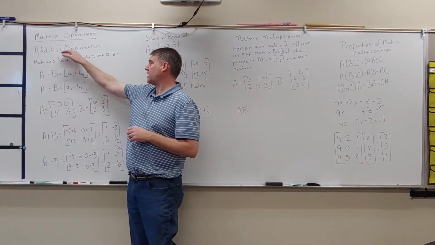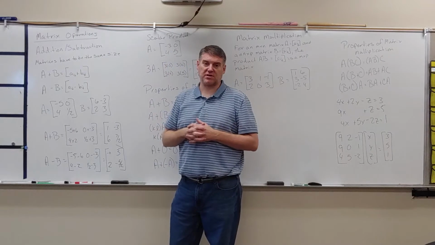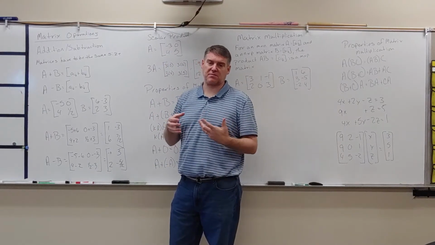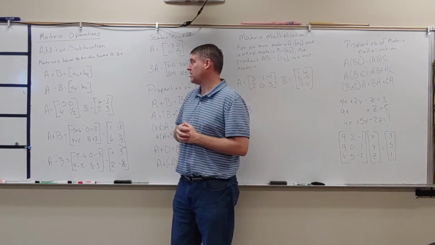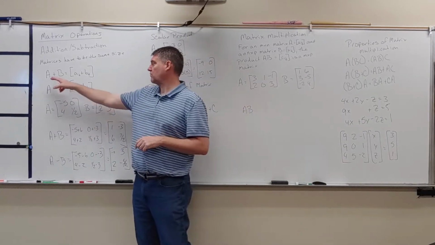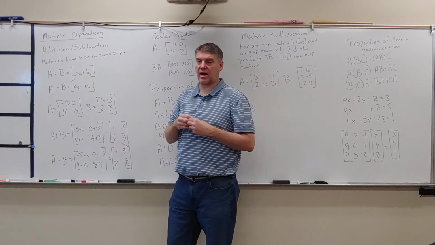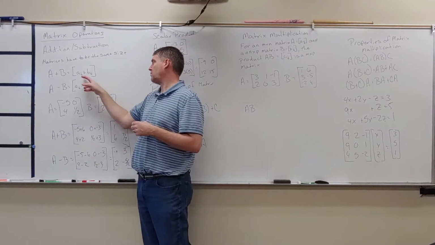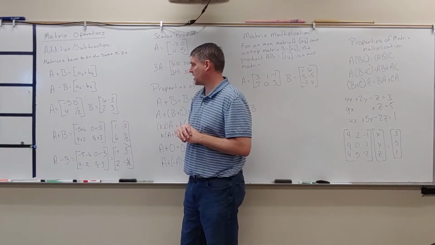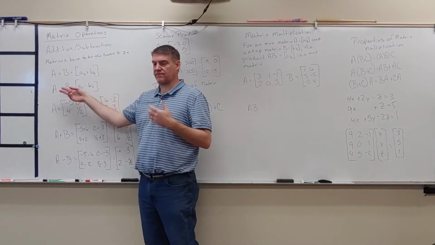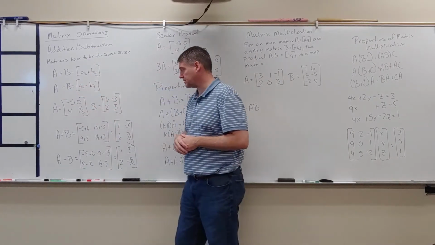So to have addition and subtraction, the matrices must be the same size. So it has to have the same number of rows and the same number of columns. If I go A plus B, that's going to be the element Aij plus the element Bij. We're going to add those together. If I have subtraction, I'm going to subtract these.